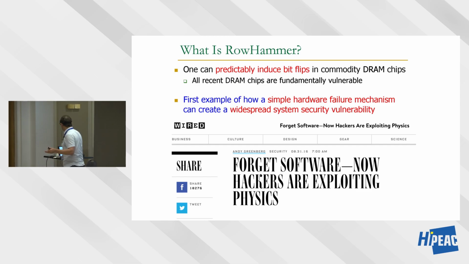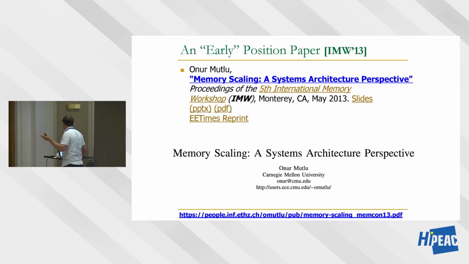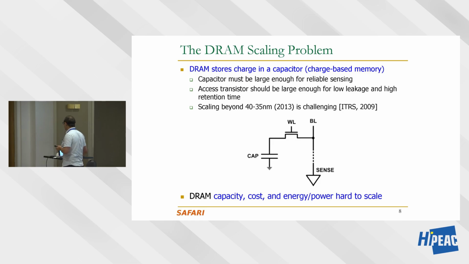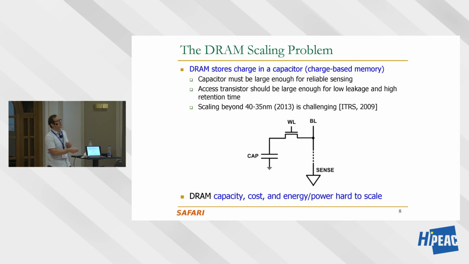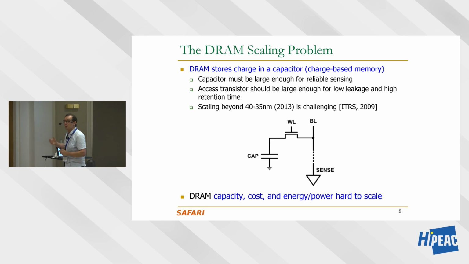And clearly, it got a lot of people excited, as you can see over here with this title. I've already mentioned this position paper. I'm not going to talk about that. I'm not going to talk about the DRAM scaling problem, except I'll remind you that DRAM stores charge in this capacitor, and then you have this access transistor, and everything needs to work well so that you don't get bit flips. As you reduce the size of this, it becomes much more vulnerable to all types of noise. And rowhammer is one type of noise or failure mechanism.